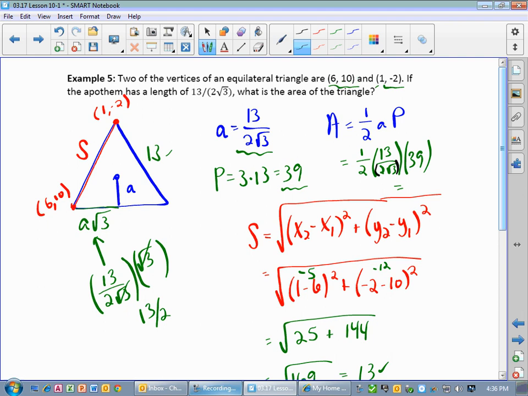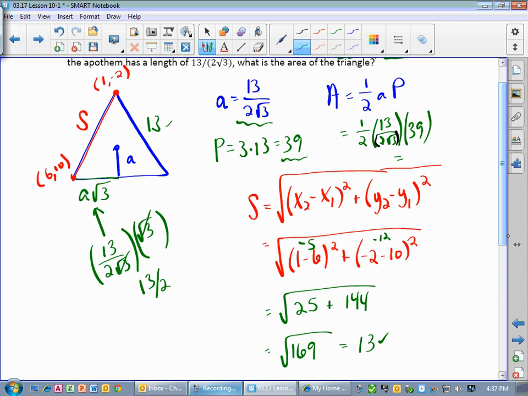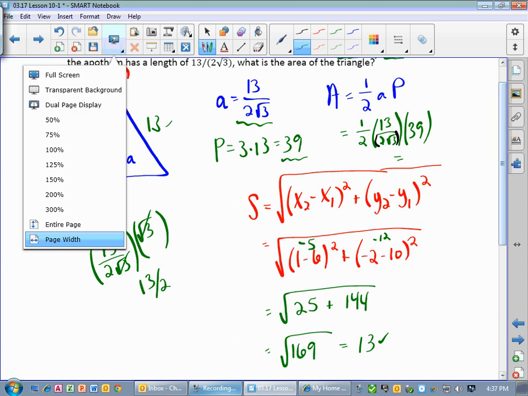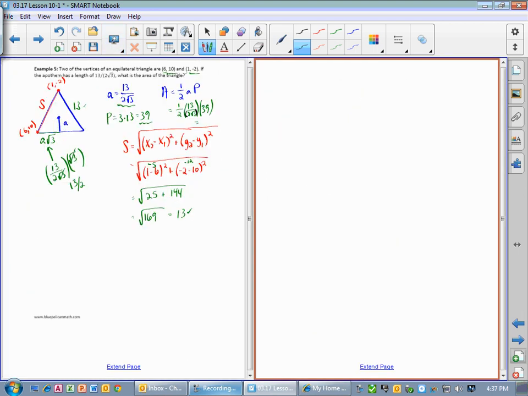So if you're using division, make sure you put the 2 root 3 in parentheses for itself. If you write this out in the calculator, you should have something that would look like: 1 divided by 2, open parentheses, 13 divided by open parentheses, 2 square root of 3, close parentheses, and then you can put times 39.